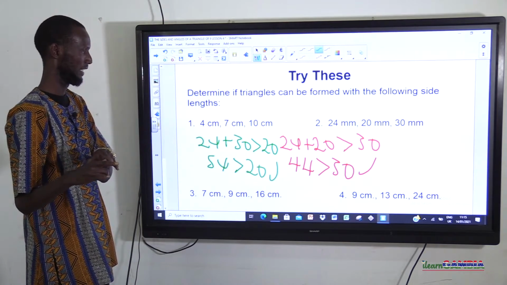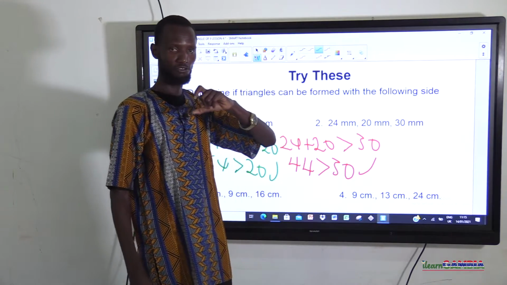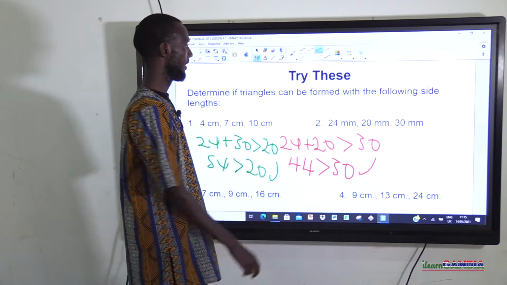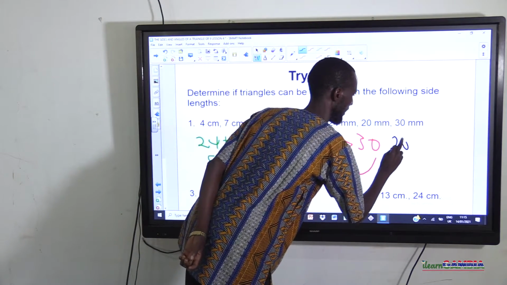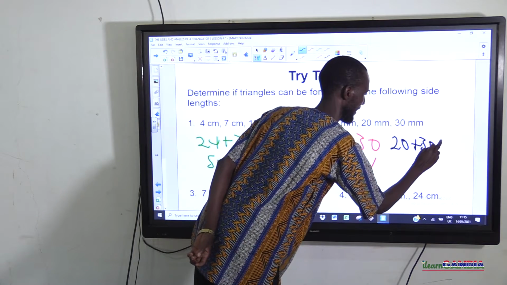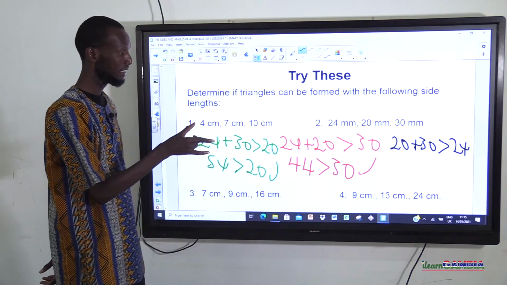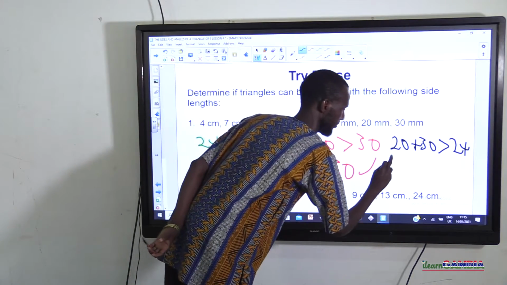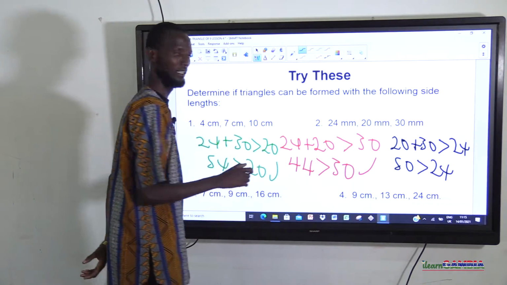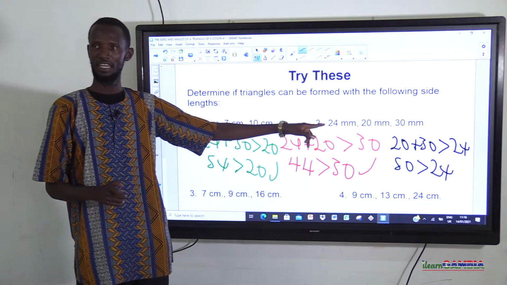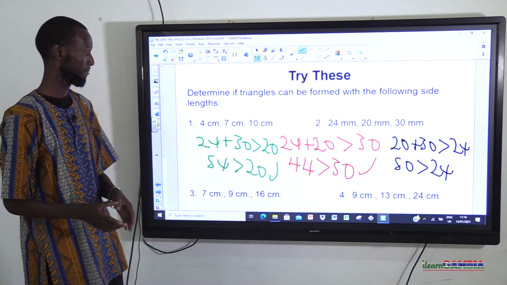We still have one more pair to try. We need to add the remaining pair, that is 20 and 30, and see if you get a sum greater than 24. And if you do that, 20 and 30, you add them up, will you get a sum greater than 24? 20 and 30, if you add them up, that should give you 50. Is 50 greater than 24? Yes, it is. So these 3 sides will definitely form a triangle, okay, because all 3 scenarios work out correctly.